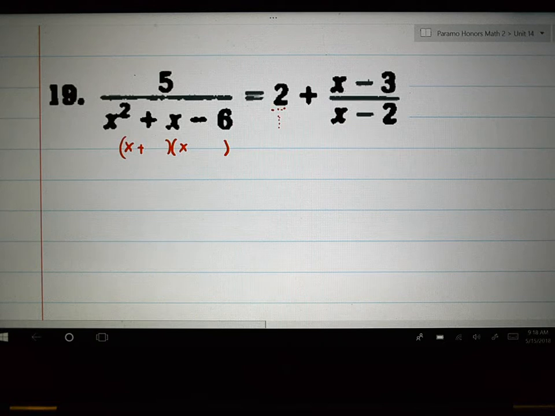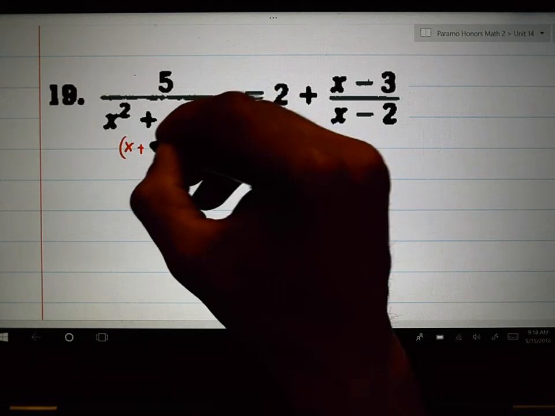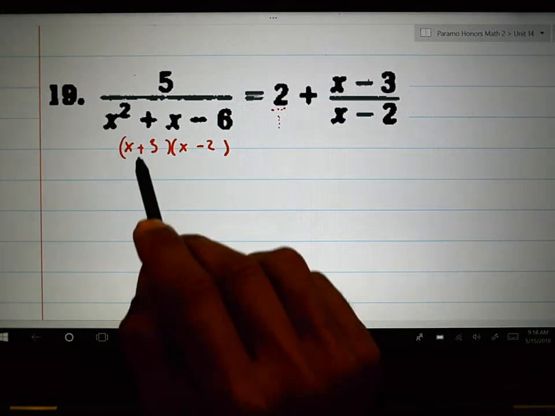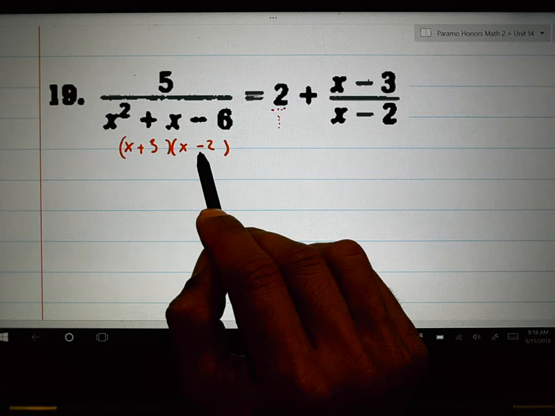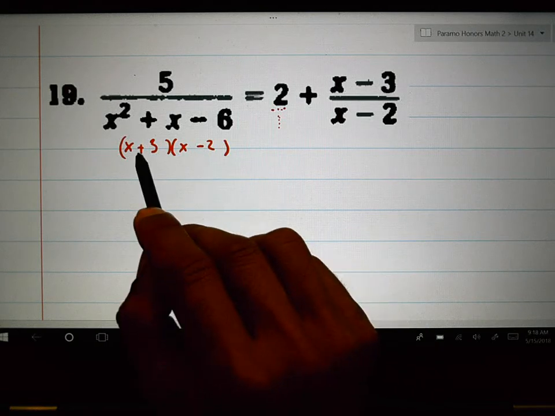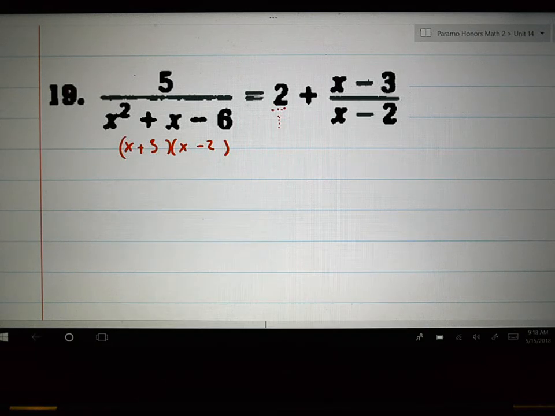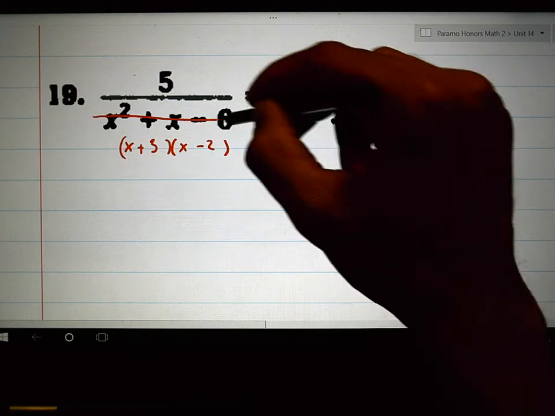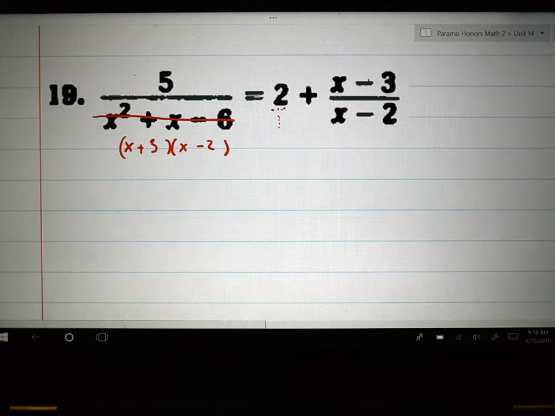Let's see, what 2 numbers multiply to be negative 6 but add to be a positive 1? 3 and 2? Is the 3 positive or is the 3 negative? I always double check. Positive 3 times negative 2 is negative 6. 3x minus 2x is 1x. That works. I always do that before I cross this off. Like I go, okay, this is the same thing as that.